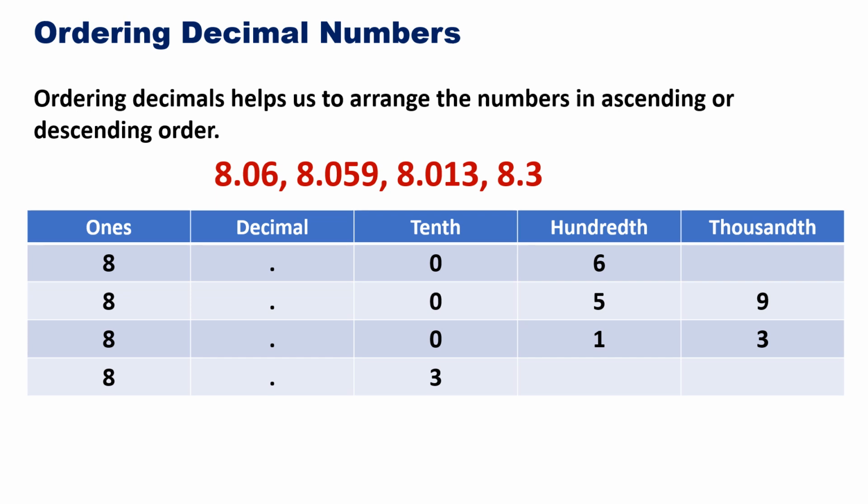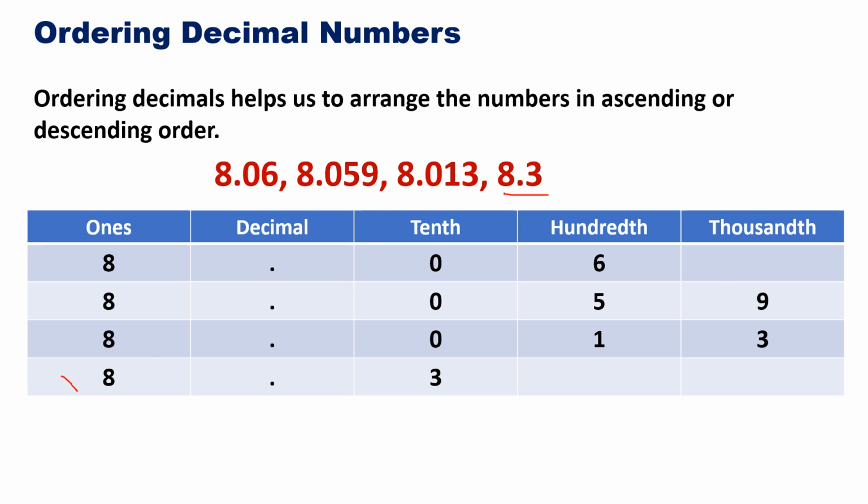So in the ones place, all 4 numbers have 8. That means that is the same, so we'll move to the next one. That is the tenths place. In the tenths place, 0 is there, and in one number 3 is there. So this 8.3 is the greatest number because 3 is greater than all these zeros. So 8.3 is the greatest number.